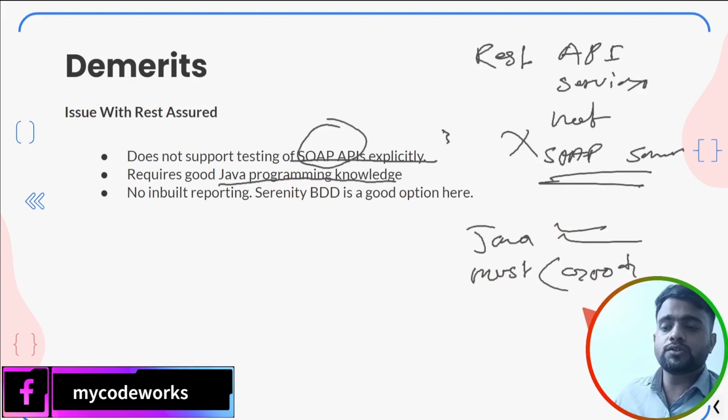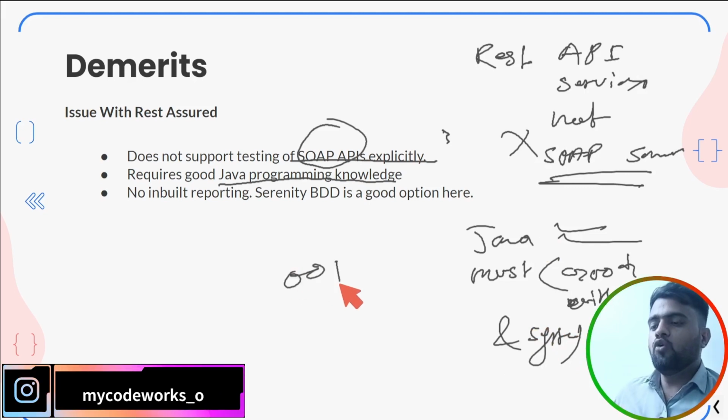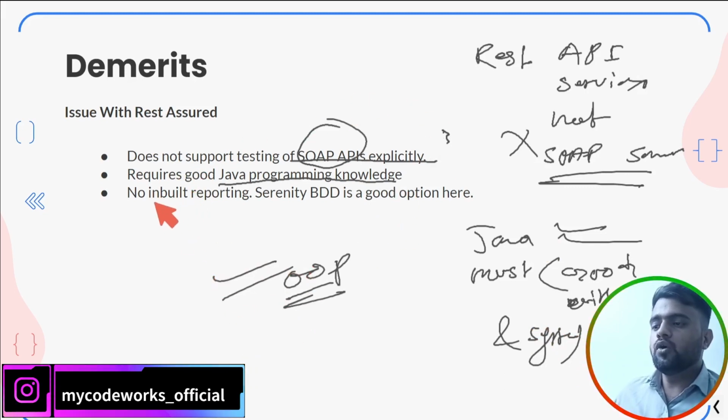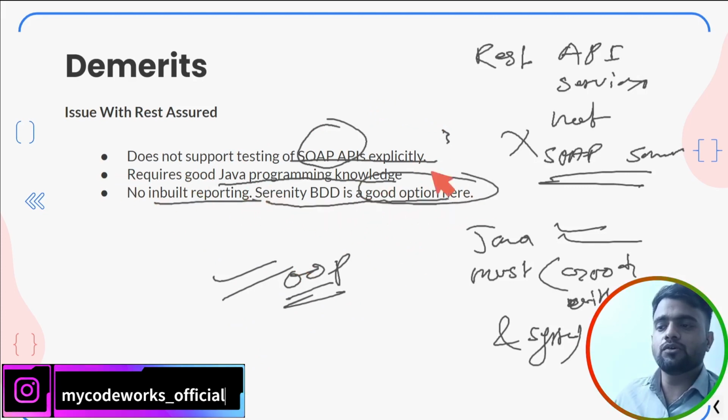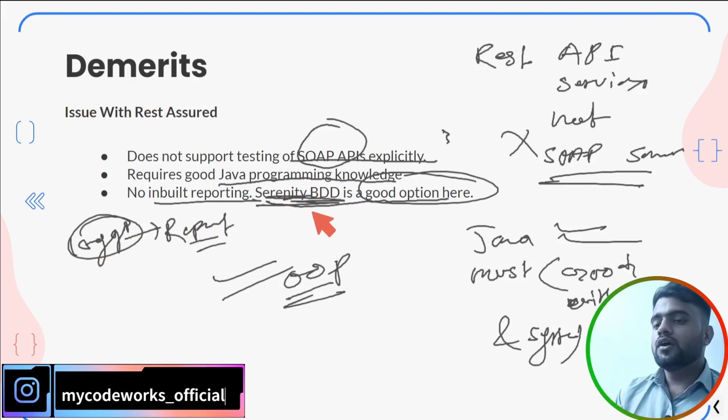Basic is also fine, but you should be very good with logic building, and the syntax. OOP is important here in Java. There is no inbuilt reporting mechanism. We have to go with Serenity BDD, which is a good option here, for logging or reporting. So these are the demerits of REST Assured.